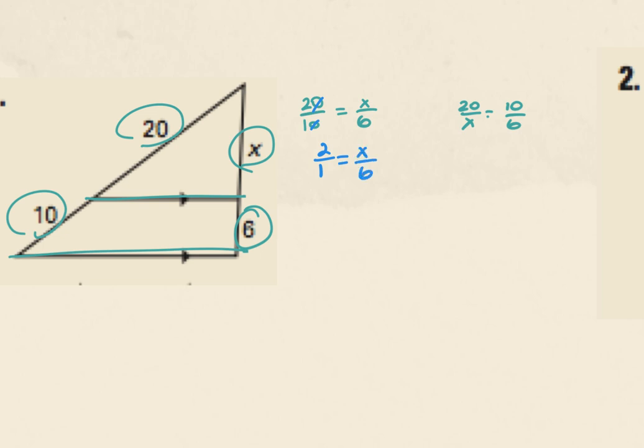And then we would just cross multiply from here. 2 times 6 would equal 1 times x, or x, and x would equal 12. And again, it wouldn't matter if I had done it the first way or if I had done it this way, I would have gotten the same.